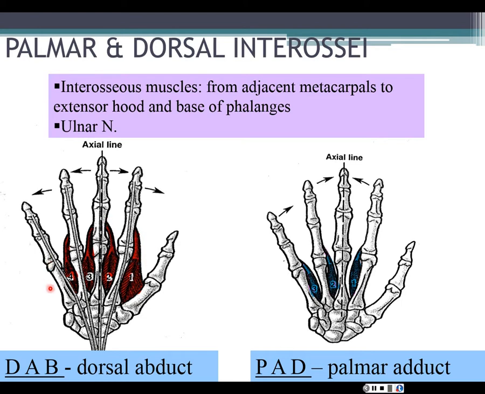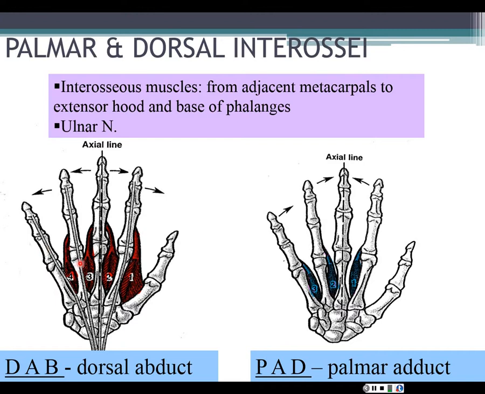The fifth metacarpal, the fifth finger, does not have its own dorsal abductor because it has its own abductor digiti minimi. So we don't need this DAB muscle because it's got its own official one assigned, because it's the abductor digiti minimi. So we don't need one. So we can still do abduction of the fifth finger, just not with a DAB muscle.